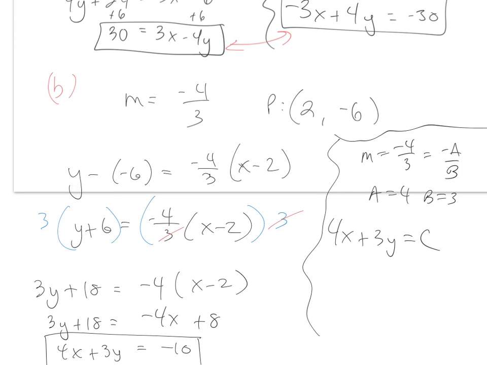And look at the answer, guys. 4x plus 3y equals negative 10, right? Look at my starting line. 4x plus 3y equals c. Now all you got to do is find c. So it's going to be the same answer, obviously. We're going to apply that point. Four times 2 is 8. 3 times negative 6 is negative 18. C equals negative 10. So again, the exact same answer either way we do it.